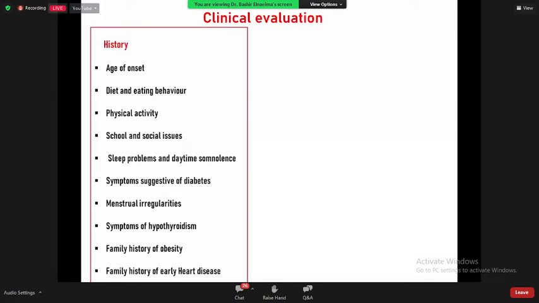In the history, you have to ask about the age of onset, when this obesity started. Why? Because children who develop obesity before 5 years of age, or as early as 2 years old, it can give you a clue to a specific diagnosis; especially you have to keep in mind syndromic obesity and genetic obesity. Diet and eating behavior, as I mentioned, physical activity, school and social issues, because children who have obesity have issues at school. Sleep problems and daytime somnolence: this again gives you a clue to complications of obesity, obstructive sleep apnea. Symptoms suggestive of diabetes, any menstrual irregularity, especially in adolescent girls, symptoms of hypothyroidism, family history of obesity, as I mentioned, and family history of early heart disease.